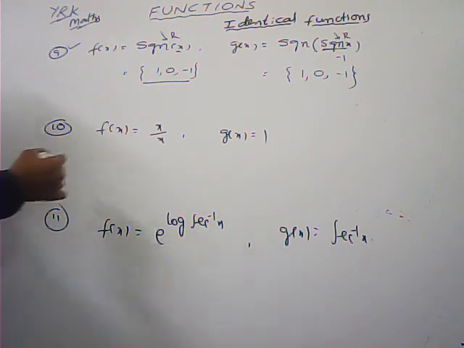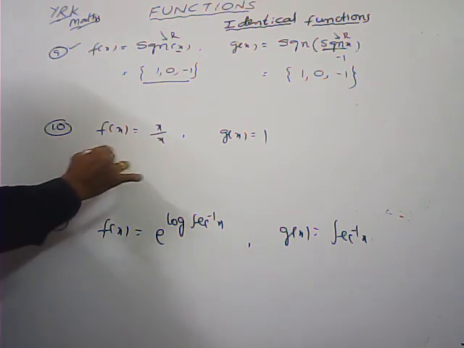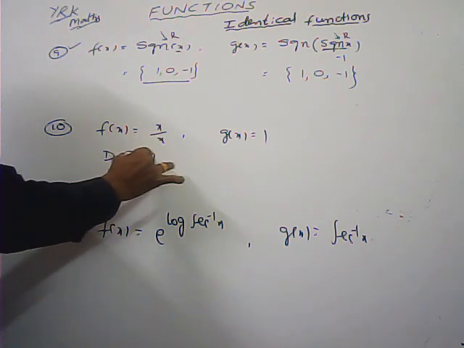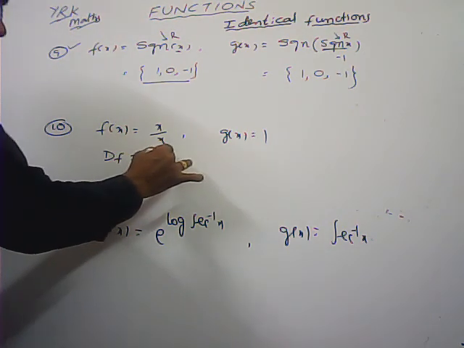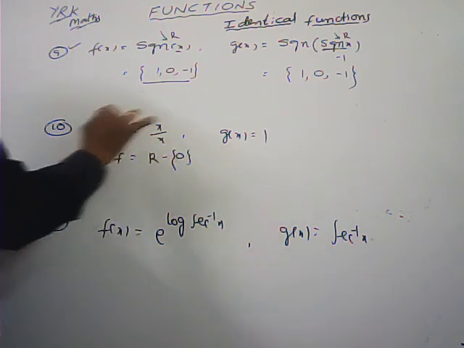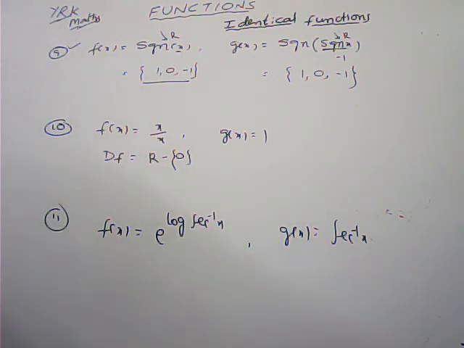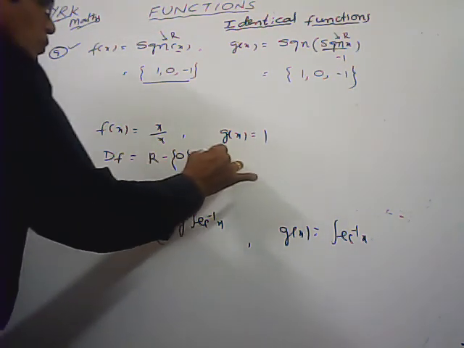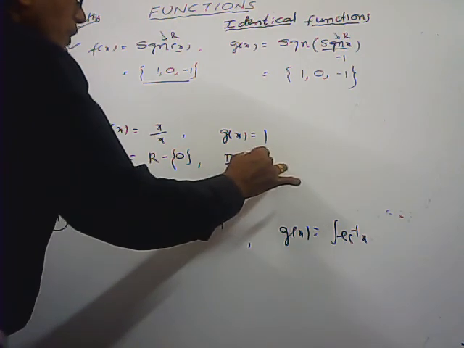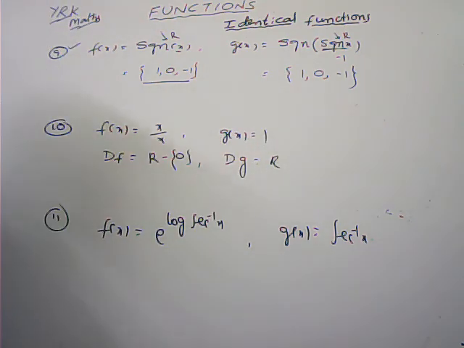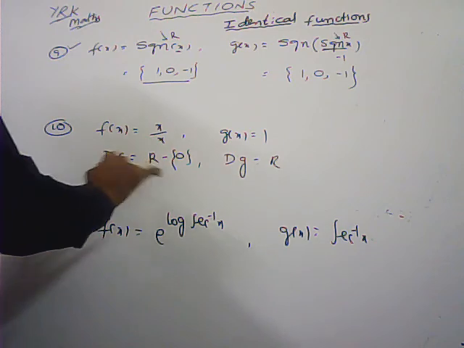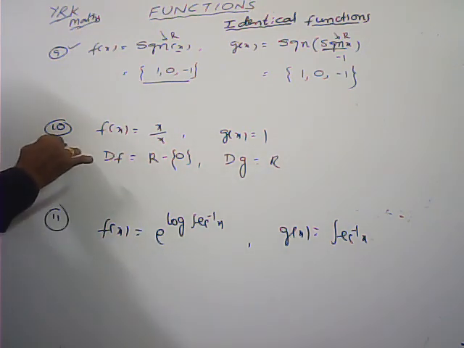Now here, the 10th one. What is the domain of f? This one is defined for every real value except 0. At 0, 0 by 0, the indeterminate form, we are getting. That's why the domain of f of x is R, the set of all real values except 0. And what is the domain of g? That one exists for every real value. So both the functions are not dependent on the same domain, so both are not identical functions.